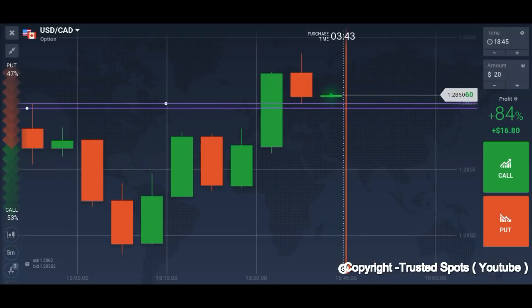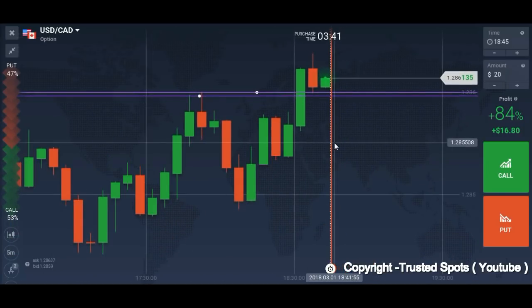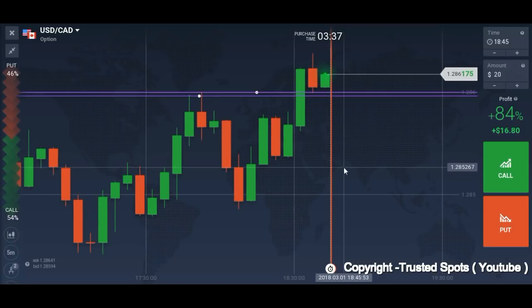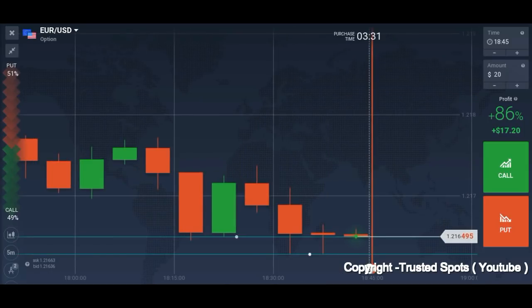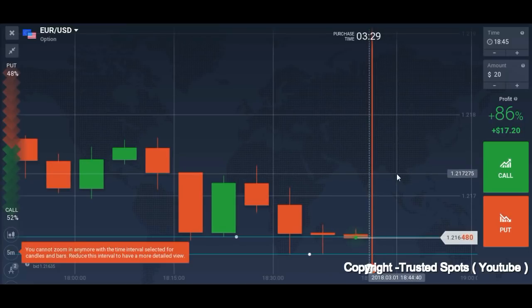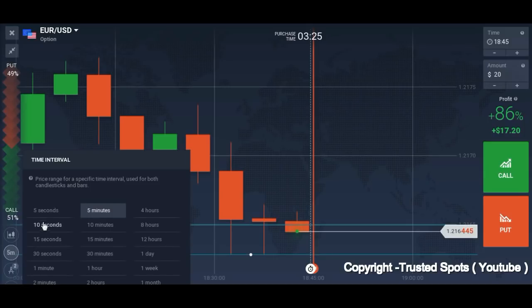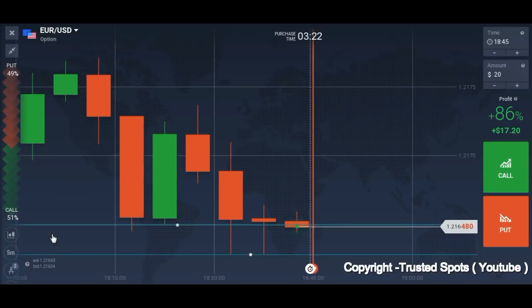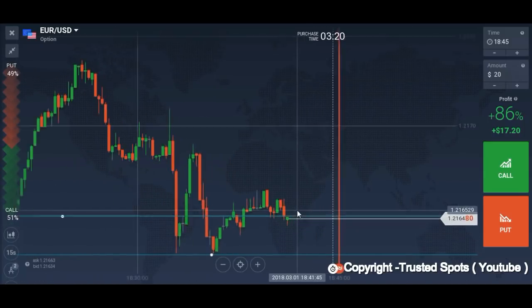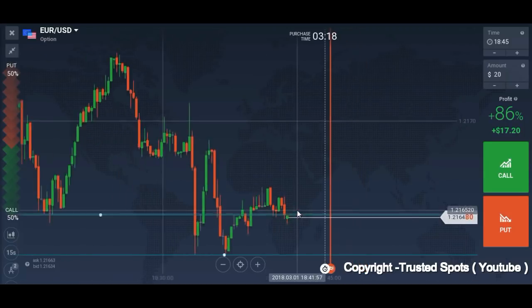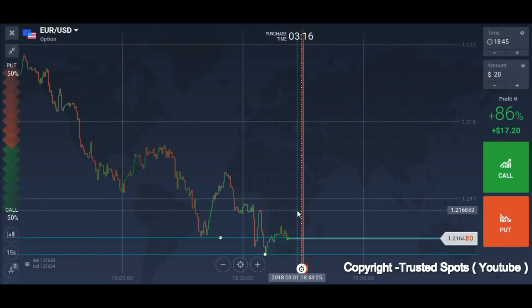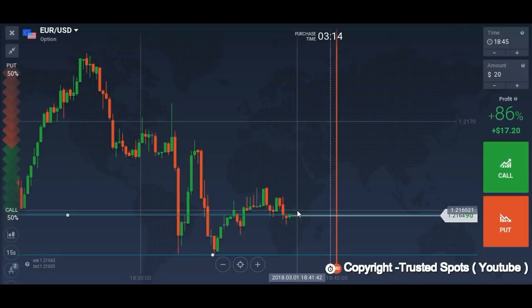Let me find, okay, here. So we have taken one trade and we missed one trade because we were a little late, but no problem. Opportunities will be there. Okay, as you can see, it's going down, so it's a good thing. So what we will do, we will wait here.